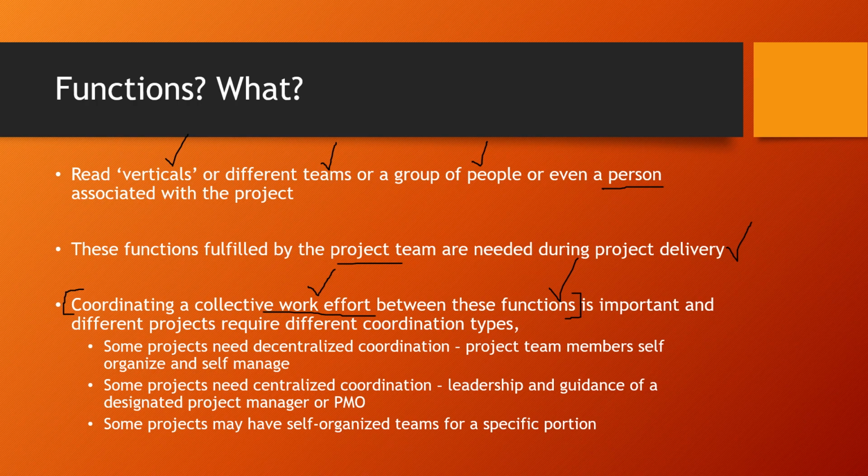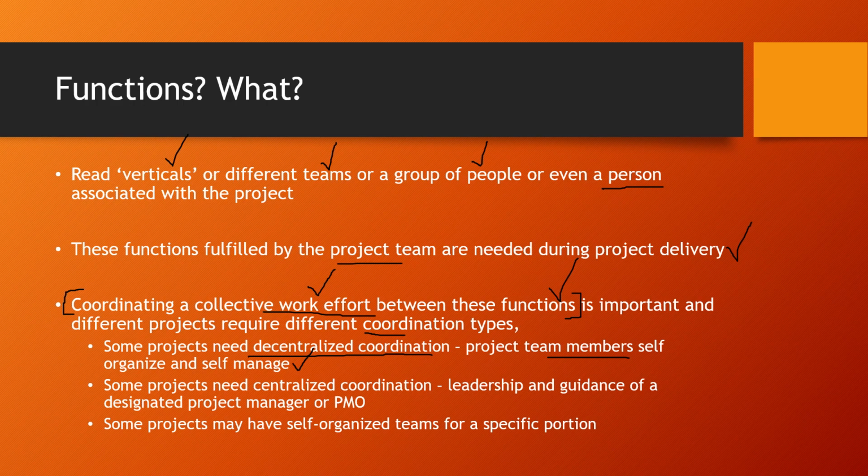And what are these different functions? We are going to talk about these functions in the coming slide. So stick around. Now, different projects may require different coordination types. Some projects need decentralized coordination. Think of scrum teams, think of an agile environment. This is where project team members self-organize and self-manage. So you don't really need a traditional project manager there. You might need a scrum master, you might need a program manager who maybe is acting at a scrum of scrums level, but that is the kind of coordination required in certain projects.